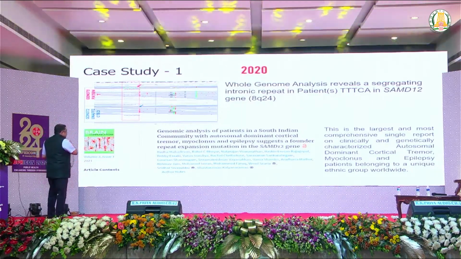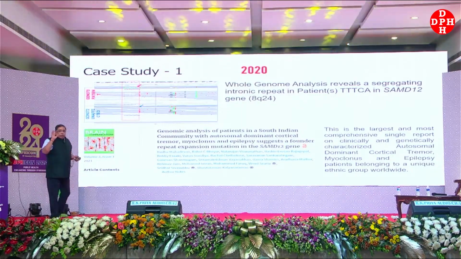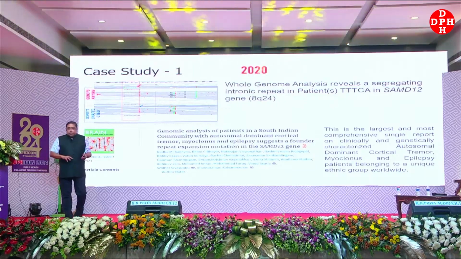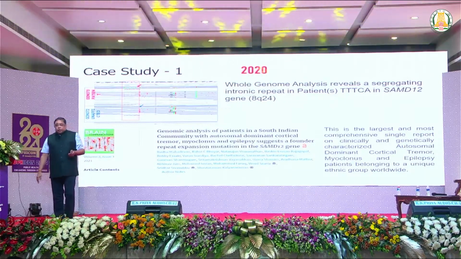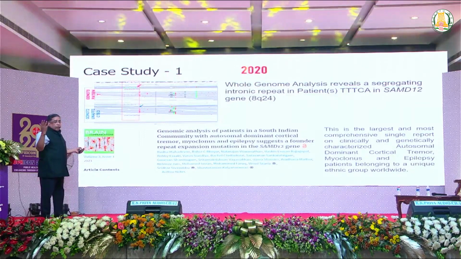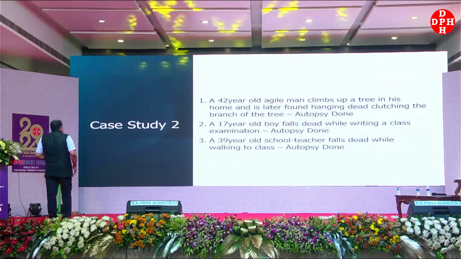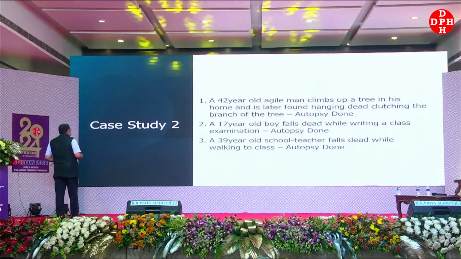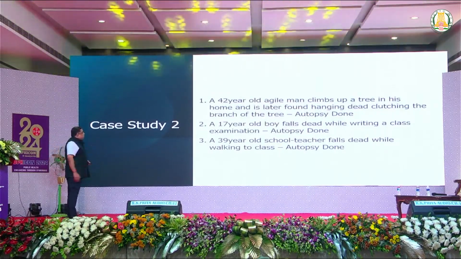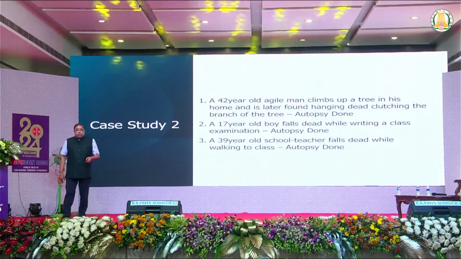So, this is where a tertiary care phenotype results in population scale genomics and tracking down and cohorting of a disease. We came across another set of diseases where a 42-year-old agile man climbs up a tree in his home and was later found hanging dead on the tree top.